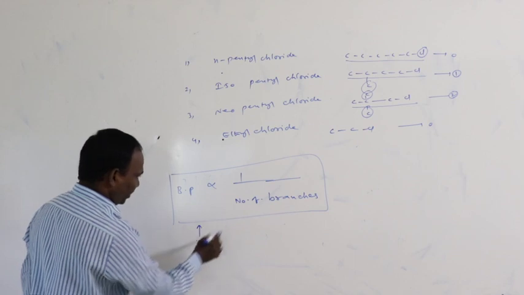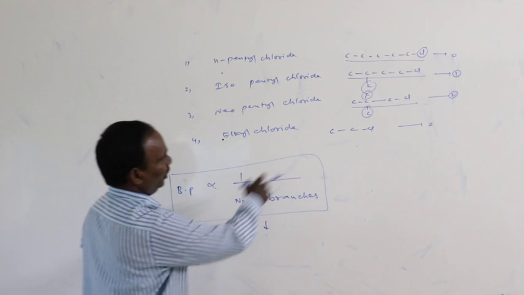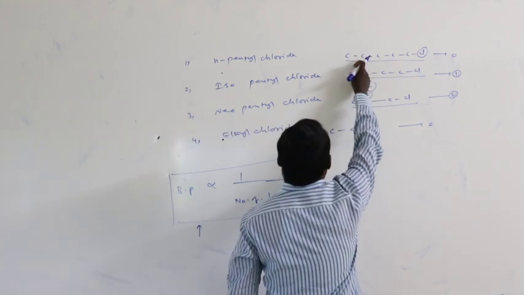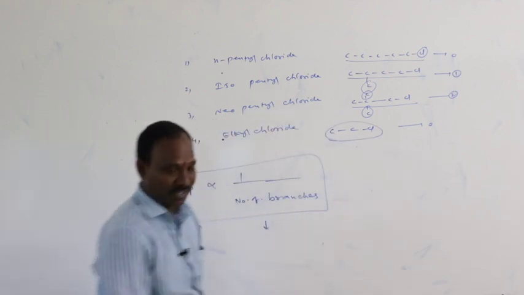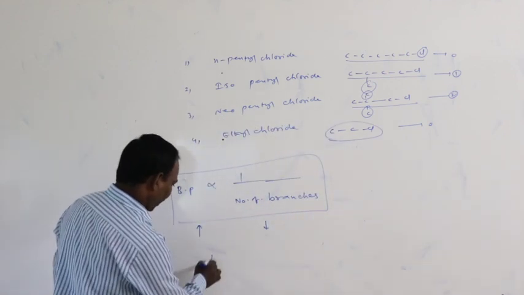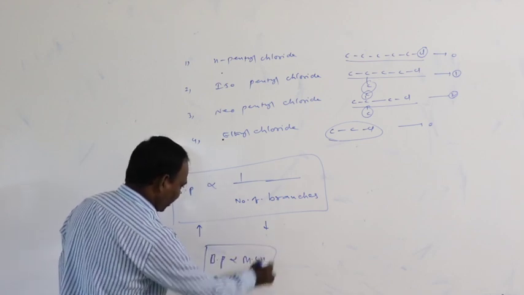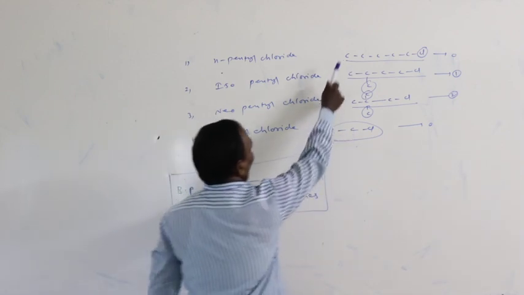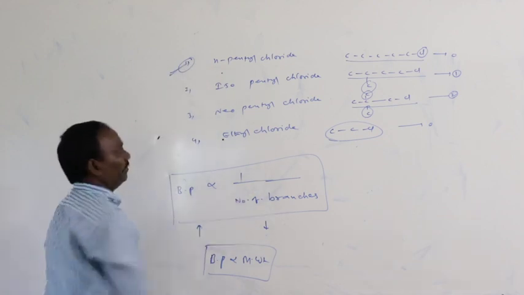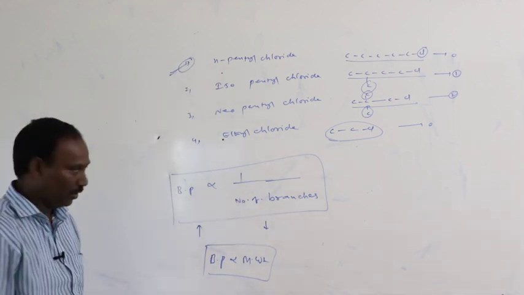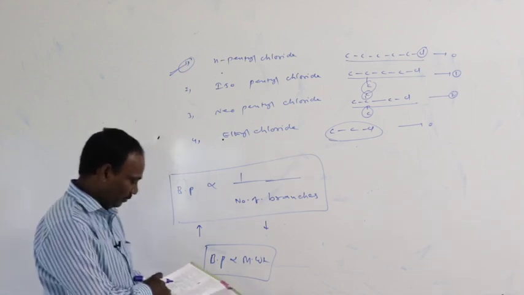Okay, highest boiling point. Boiling point high means number of branches low. Low branches is possible only in first option and fourth option. But in the fourth option, lower number of carbon atoms, and boiling point is directly proportional to molecular weight. When compared to fourth option, first option molecular weight is high, therefore correct answer is first option, N-pentyl chloride. Boiling point is inversely proportional to number of branches.